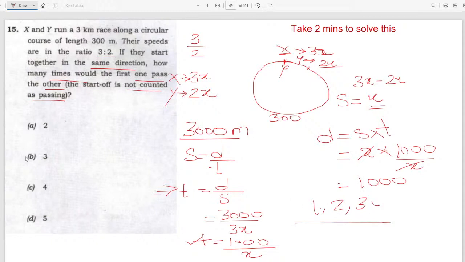So the correct answer is option B. I hope this is clear. If there are any doubts, please ask. So we'll move to the next question then.